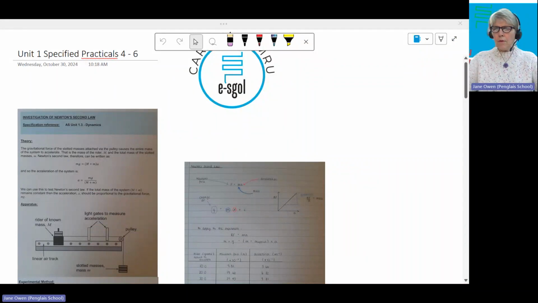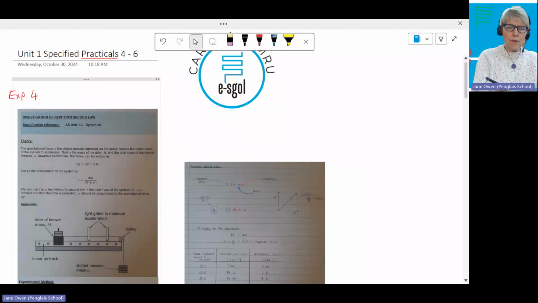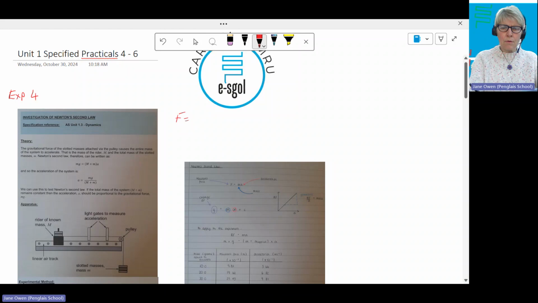So, Unit 4, if I can now switch my mode on my laptop. Okay, so Unit 4, Practical 4, is all about exploring Newton's second law. And as we know, Newton's second law is F equals ma. But they've got a strange expression there relating mg to M plus m times a. And I think, first of all, we need to relate that to Newton's second law.